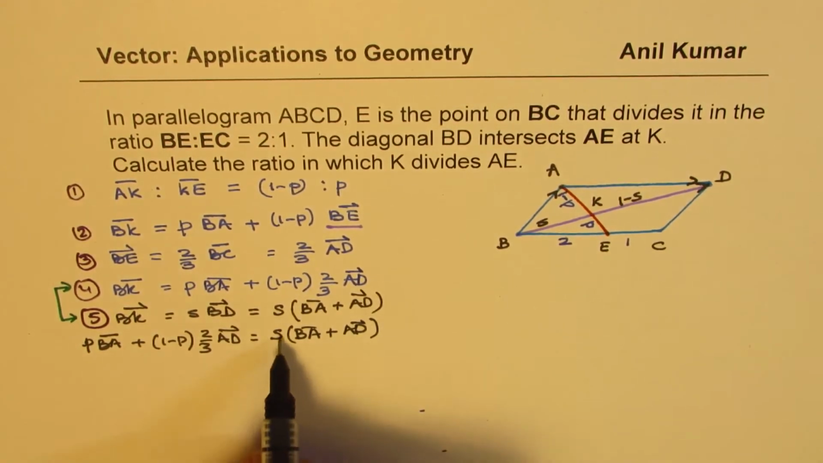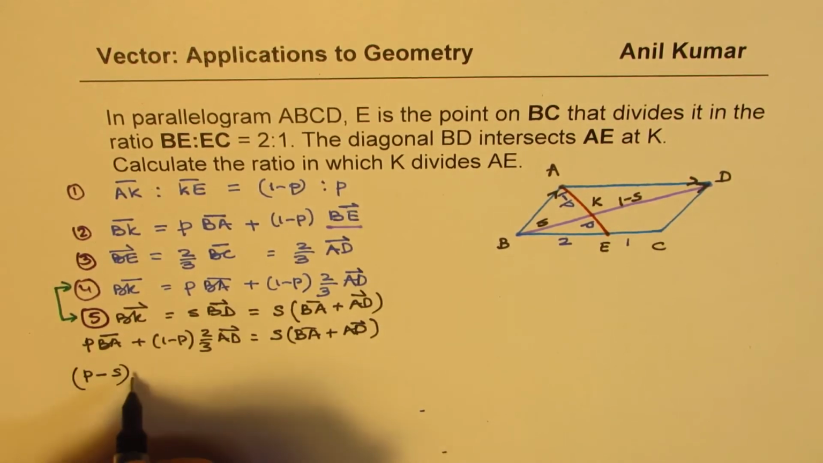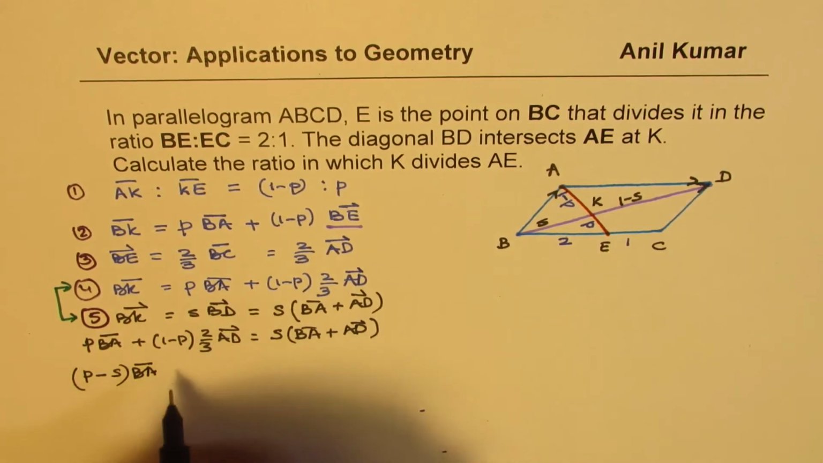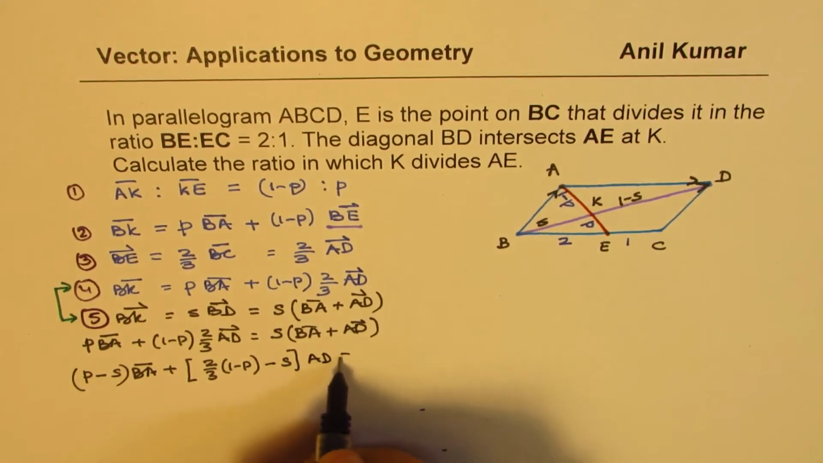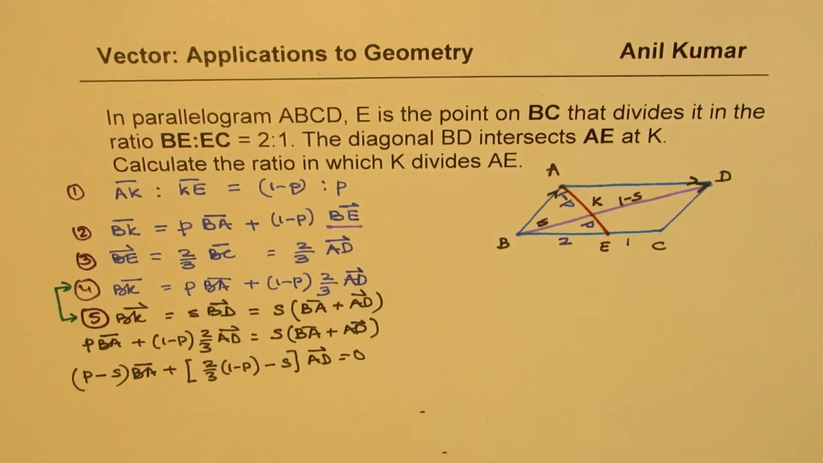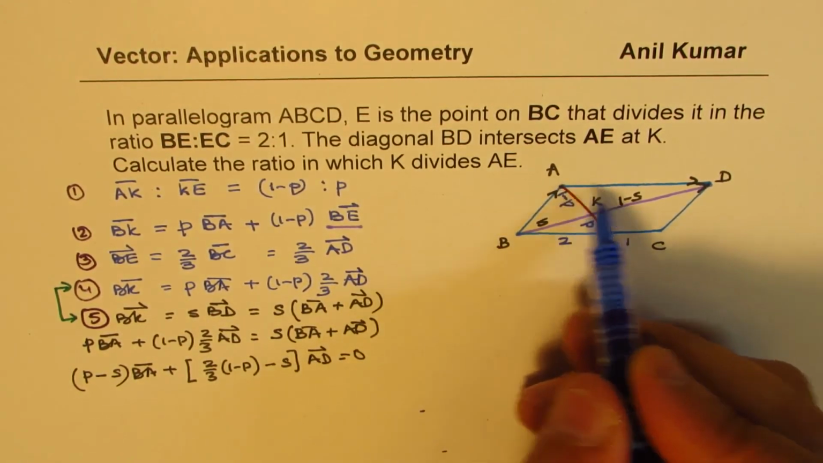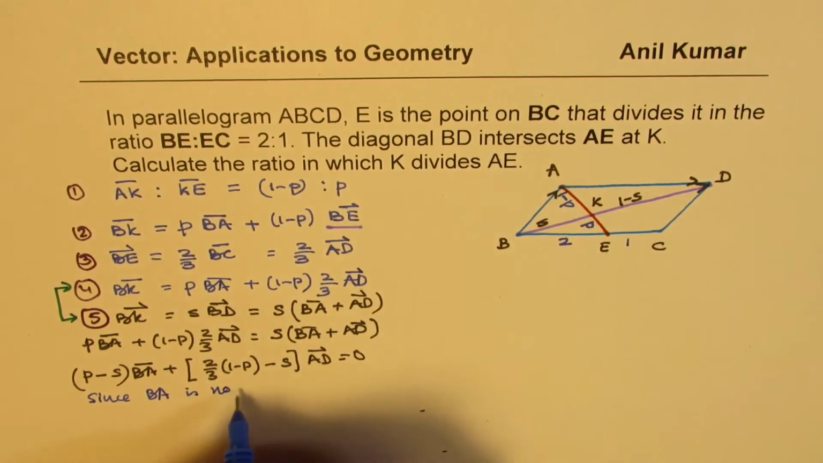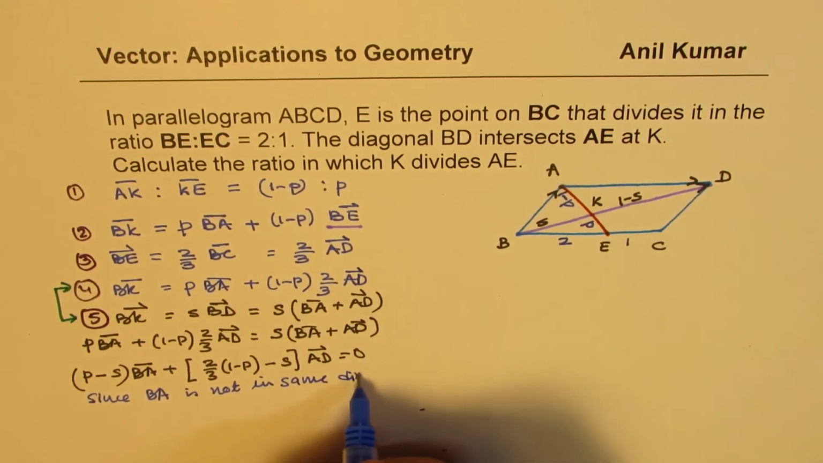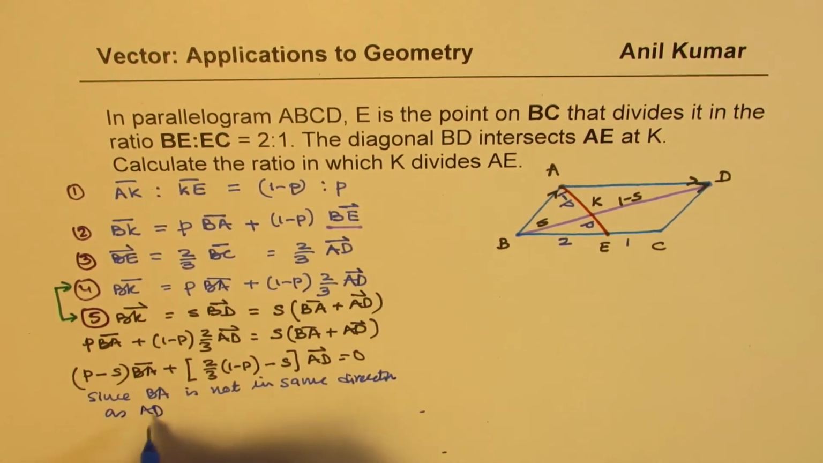We can bring the terms together. Bringing S on this side, we get (P minus S) times BA. And AD is common here, so we can say plus 2 over 3 of (1 minus P minus S) AD is equal to 0. Now, since BA and AD are non-collinear, BA is not in the same direction as AD, this linear combination could only be 0 when individually these two are 0, right?